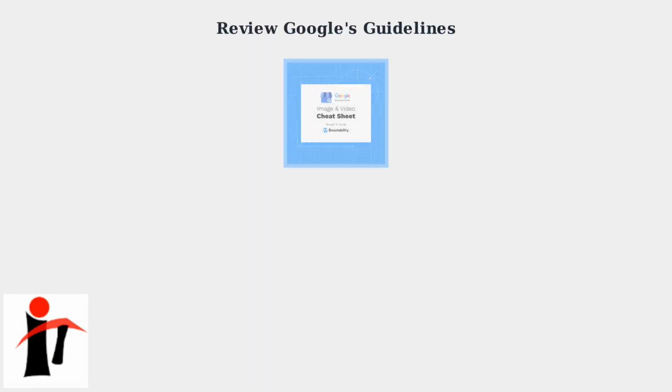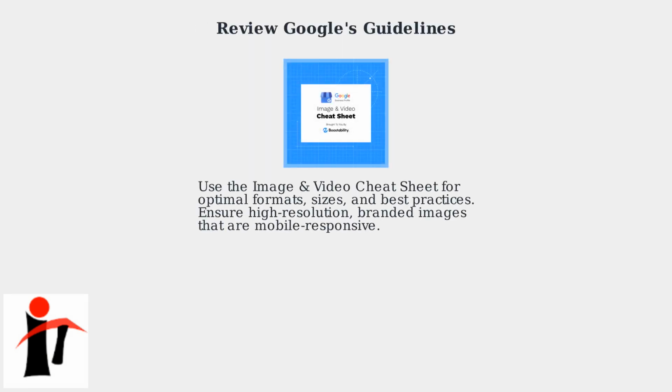Always review Google's official guidelines before uploading. The platform provides detailed rules on image formats, sizes, and acceptable content. For example, recommended dimensions are 1080 by 608 pixels with a 16:9 aspect ratio for optimal display. Use high-resolution images that are branded and relevant to your business. Avoid text overlays, ensure mobile responsiveness, and follow accessibility guidelines. The image and video cheat sheet is a valuable resource for understanding these requirements.